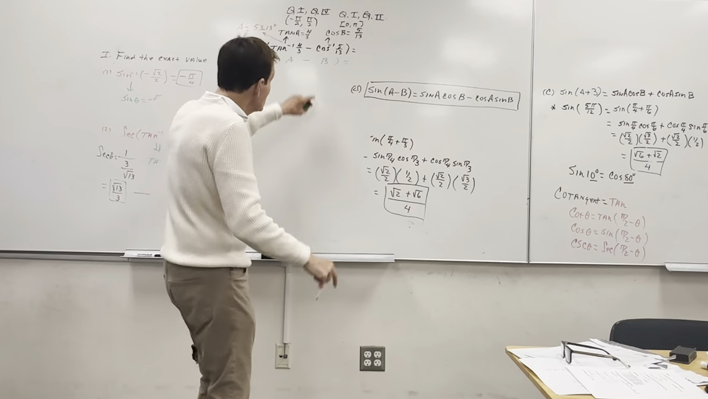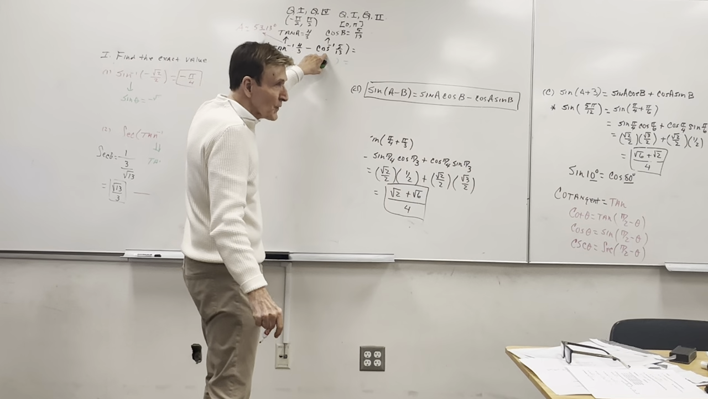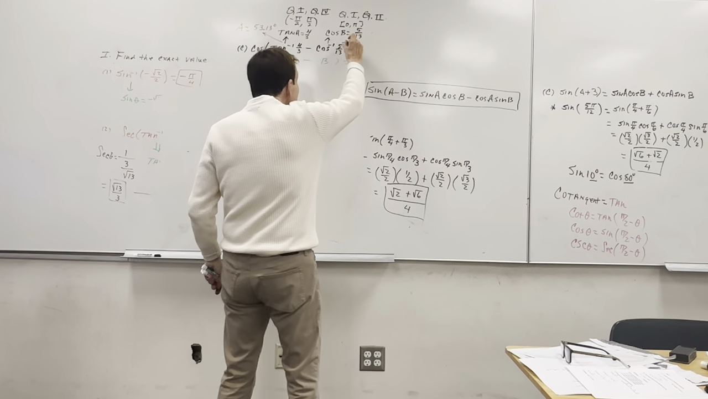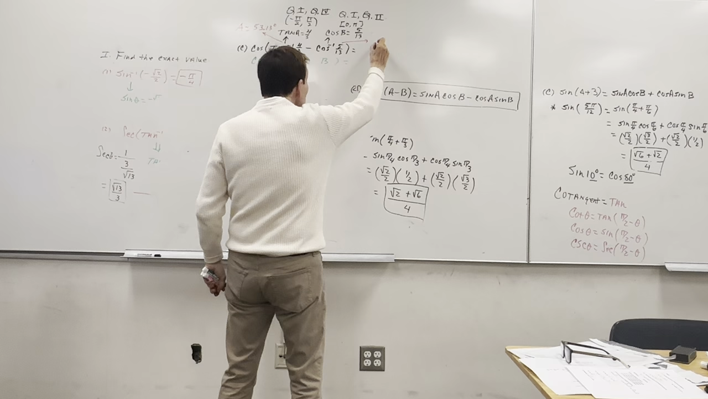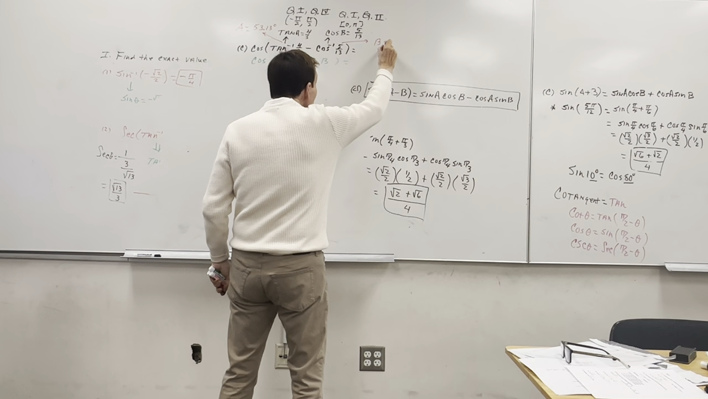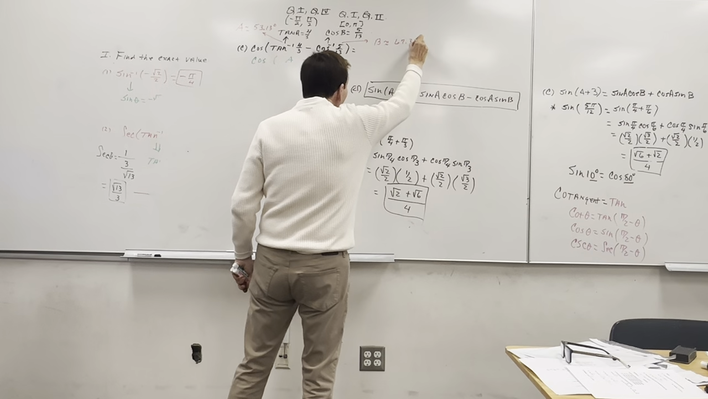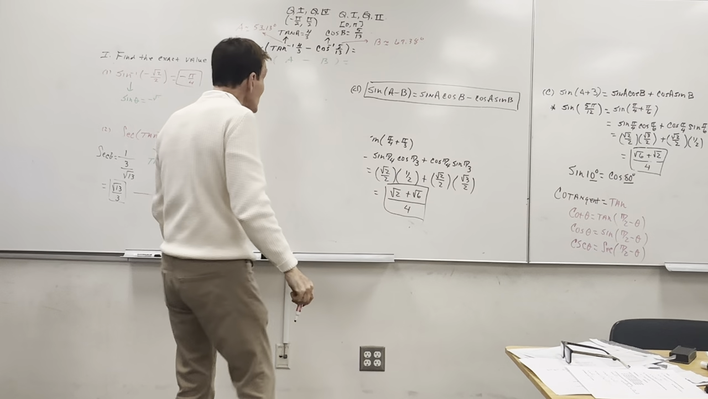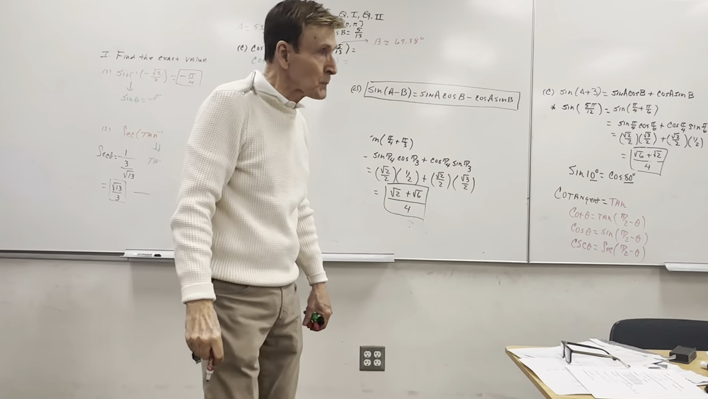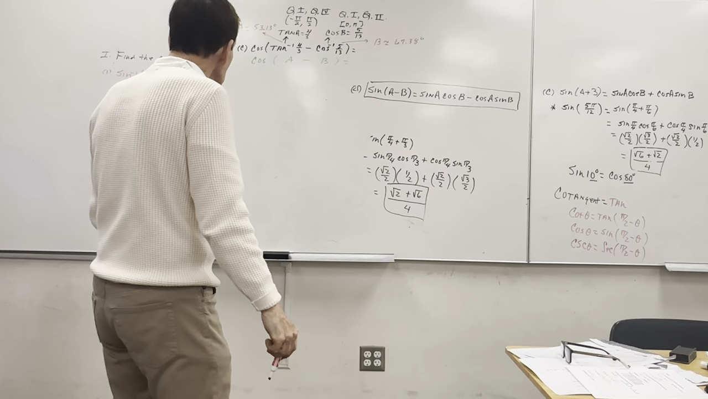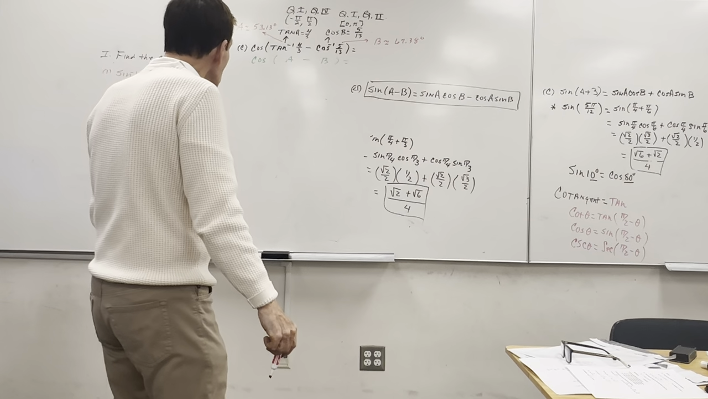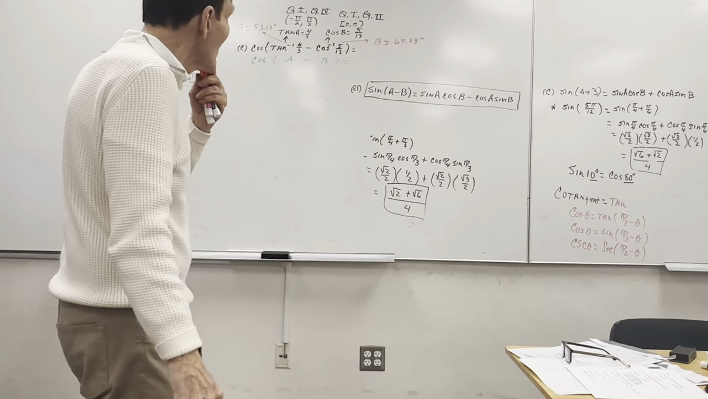Now, find this one. The inverse cosine of 5/13. It's 67.38. I have no clue what that is. Okay. Wow. Hang on.